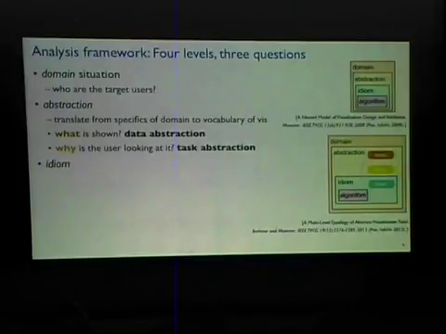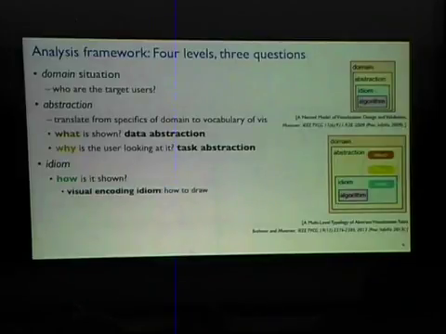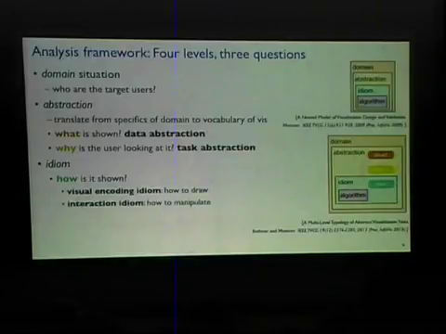Now, what I'm going to call the idiom level is basically what you might hear called a technique or a system or a method. And it's the question of how do we show this on the screen? And once again, I'm going to subdivide, and I'm going to talk about visual encoding, and that is specifically what to draw. This is something you could even do with something completely static. And also the interaction idiom, which is how to manipulate that picture.